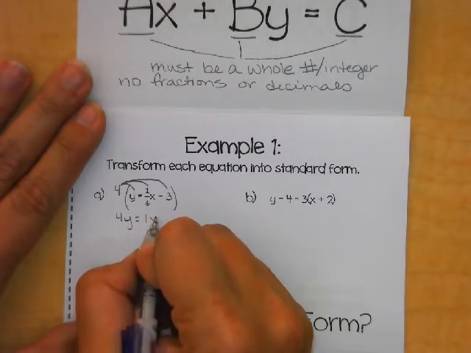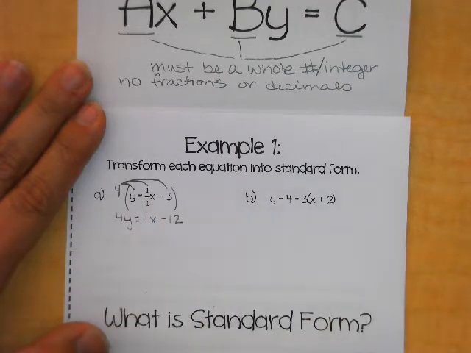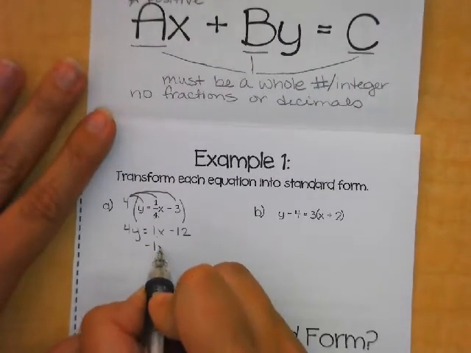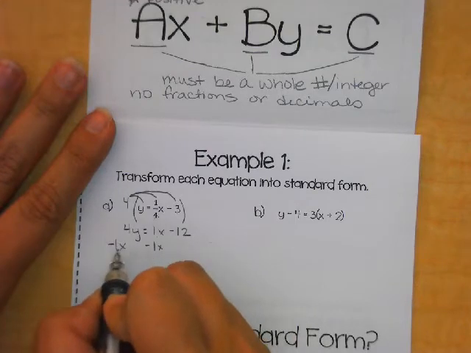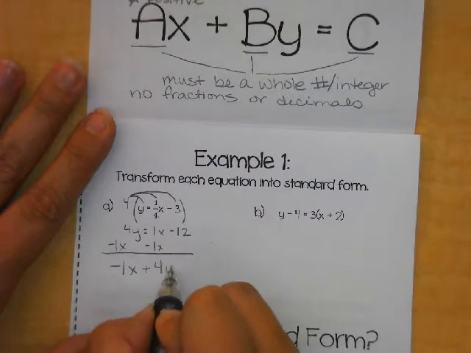You could put the 1 if you want. You don't have to. 4 times -3 is -12. And now, again, x and y are on the same side. So we're going to move that x over. Now, Mrs. Ray, it's a negative. You just said a cannot be negative.